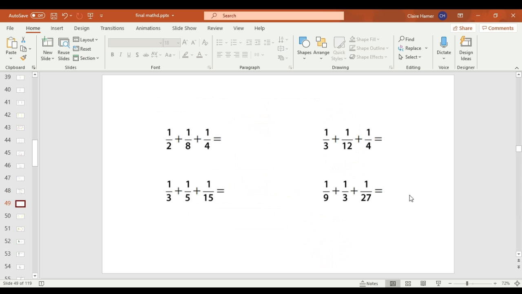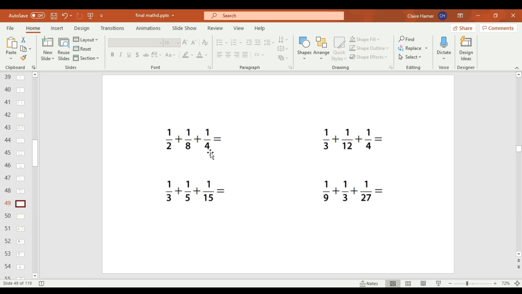Now, we've got some questions on the screen where we've got 3 fractions to add. We still follow the same process as if there were 2 fractions, but we've just got an extra fraction to look at. In each of these questions, the fractions are related. So in a moment, I'd like you to pause the video and work out which of the 3 fractions in each question is a multiple of the other 2. So for example, 8 is a multiple of 2 and 4.